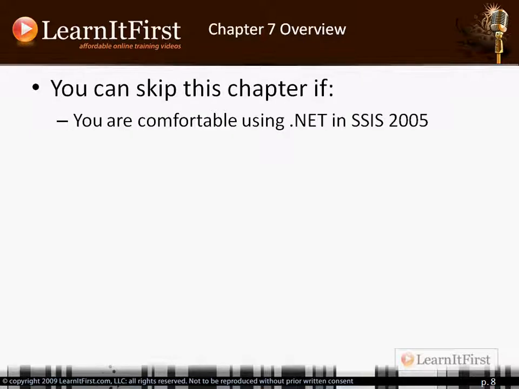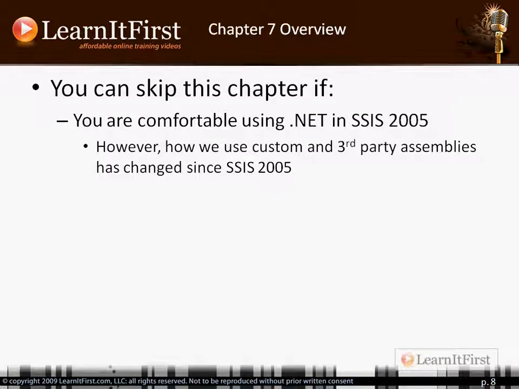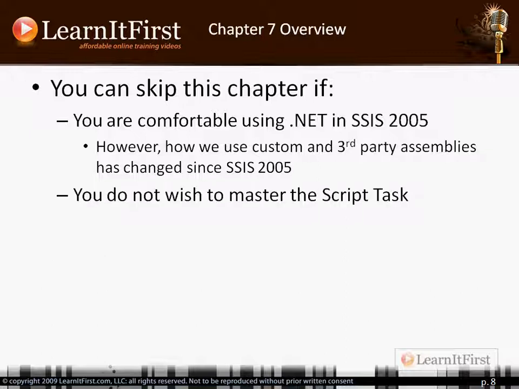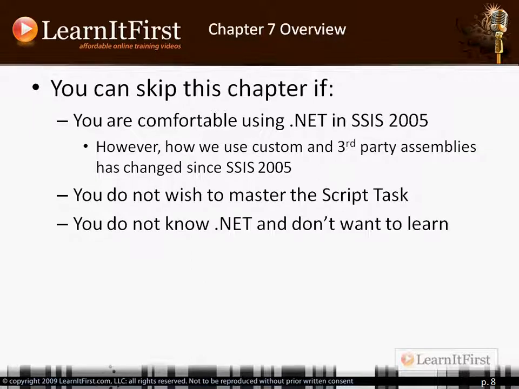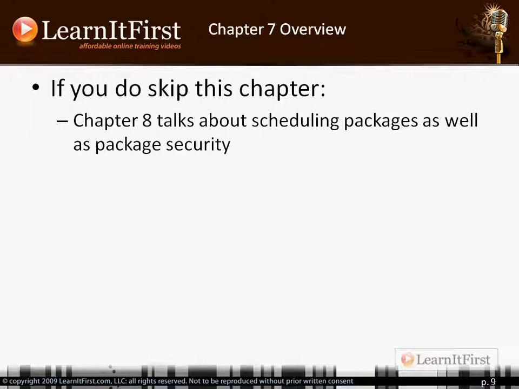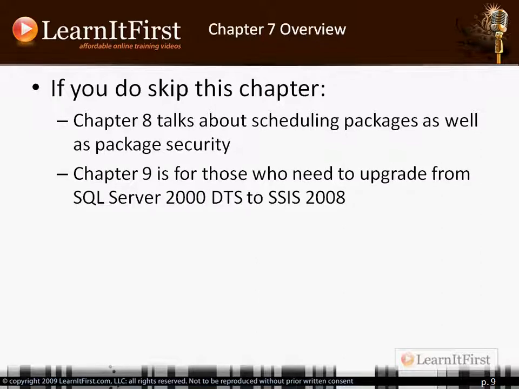You can safely skip this chapter if you knew how to use .NET in 2005's SSIS. However, things have changed a little bit, and it's a change for the better, so you might want to watch a little bit of this chapter at least. You could skip it if you don't care about working with the script task, and certainly you don't have to watch this if you don't have any interest in .NET. If you do skip this chapter, the next one, chapter 8, is about scheduling and security, and our final chapter is about upgrading from 2000 to 2008.